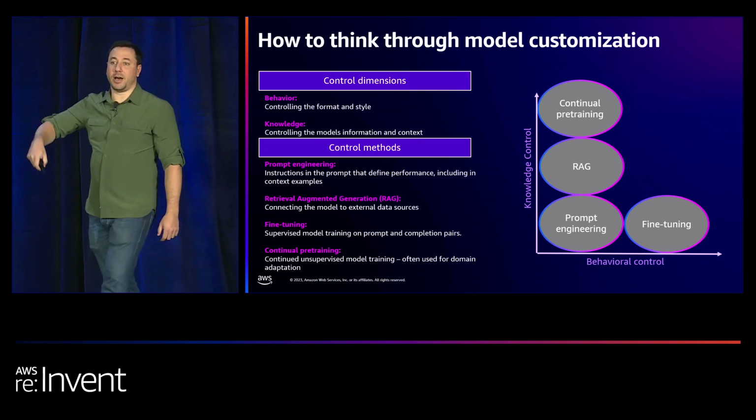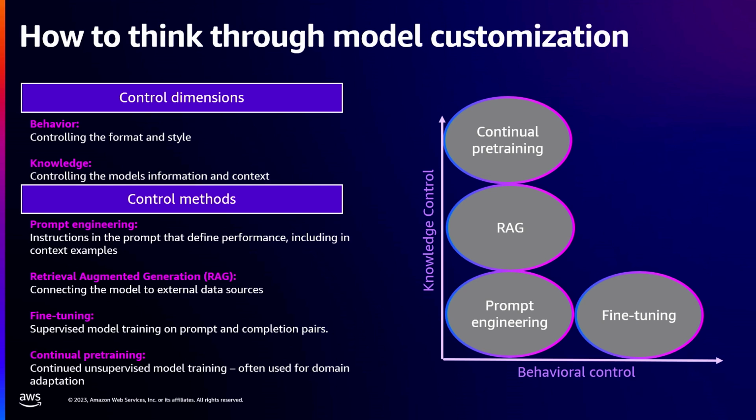So these are the knowledge control parameters: prompt engineering, RAG, continuous pre-training. If we go along the x-axis here, we're talking about behavioral controls. Prompt engineering, again, is one way to do that, where you just add the instructions that you'd actually want into the model.